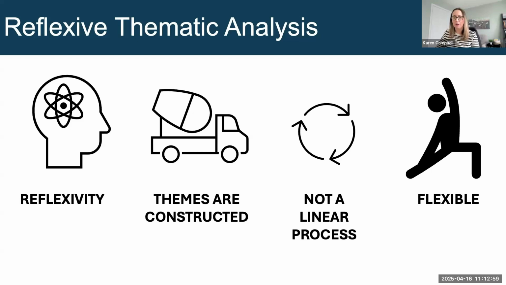This is not a linear process. So we'll go through the 6 stages, but recognize that this is recursive, that it's iterative, that you can go back and forth through these different steps, and that you should go back and forth through these steps, always refining as you go. And the final thing that I would mention is reflexivity, so that there is methodological flexibility.